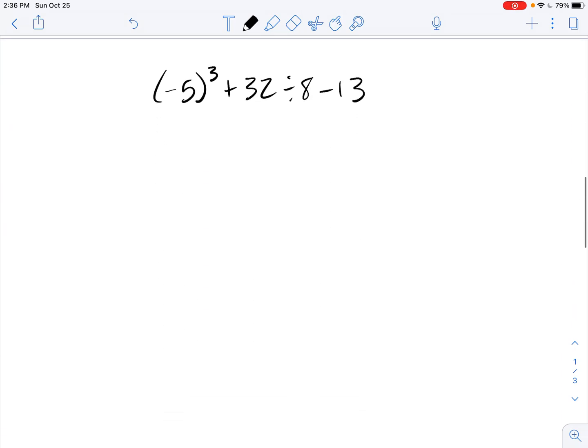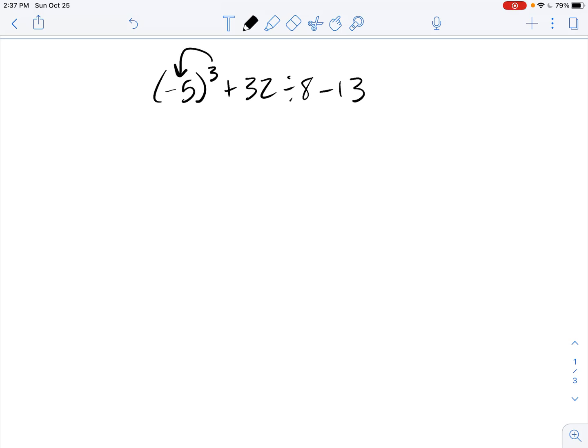I'm going to do this one with you also. These aren't numbered, but let's see, 1, 2, 3, 4, it's number 5. The reason I want to do this is because I have -5 to the third. So my problem says -5 to the third plus 32 divided by 8 minus 13. So I wanted to do this one because we really only have kind of been using squares, but now I've got a cubed. Remember, cubed is the word for raising something to the third power.